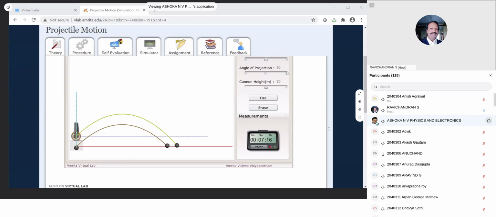Any other doubt you can ask us. Otherwise, the experiment is very fine. The experiment is a simple experiment, but you can have a very good understanding. Mainly by verifying the complementary angle, maximum range and maximum height, all those things can be done. With respect to cannon's height also, you can study. These are the things you're expected to learn from this experiment.